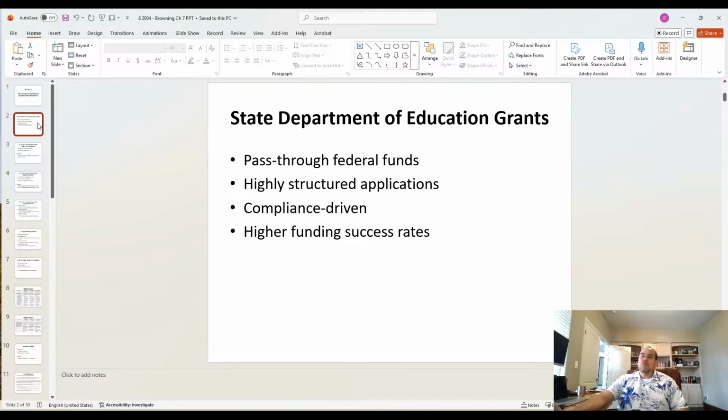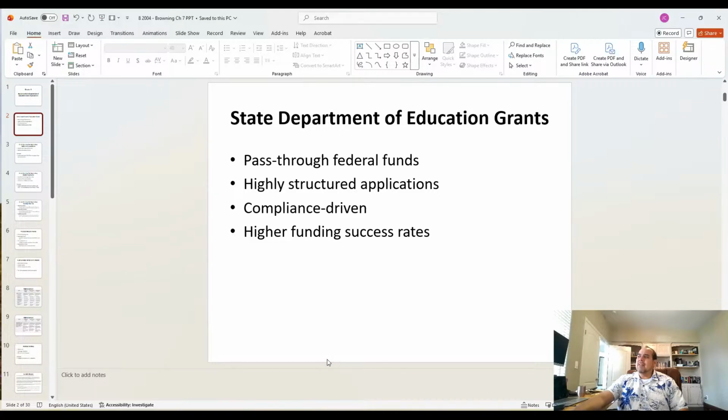Highly structured applications, that's almost all State Department down to the T. You're following the directions down to how many characters, characters with spaces, characters without spaces, words, all of that is extremely important because ultimately, if you're submitting this grant into a system, the system's only going to take the amount of characters that it's allowed you to do. And sometimes these systems can be a little wonky. And so you just have to be careful with that.